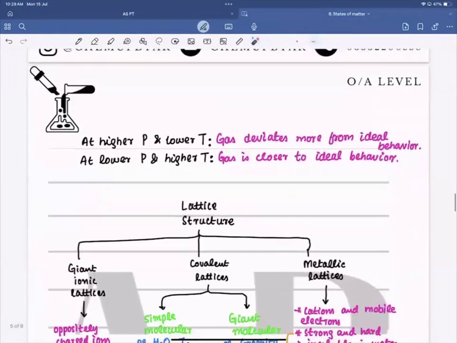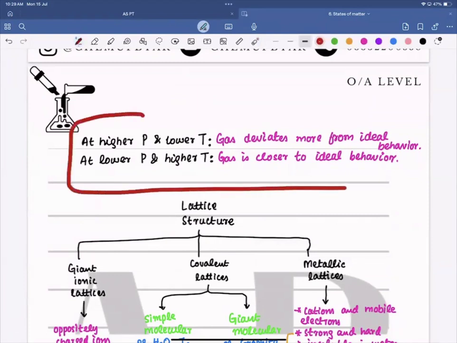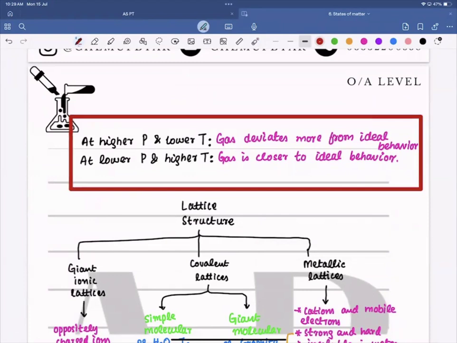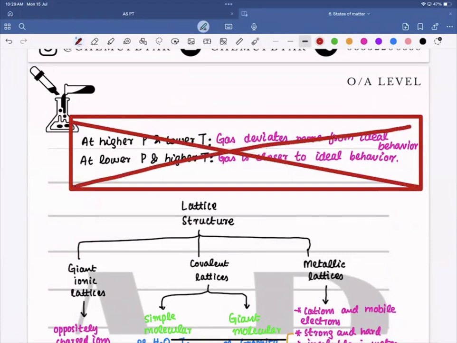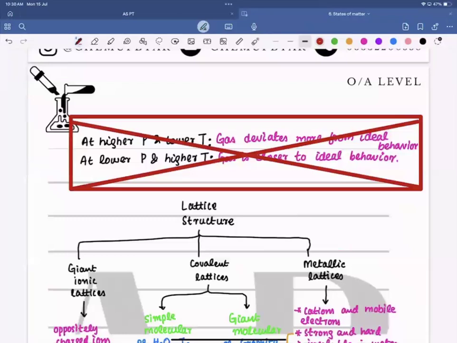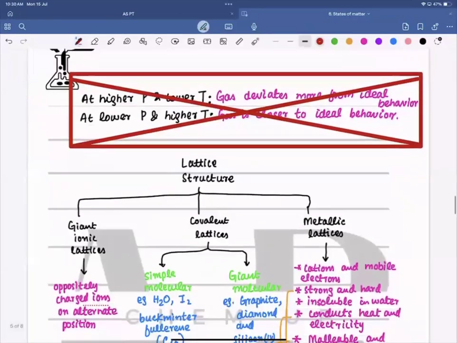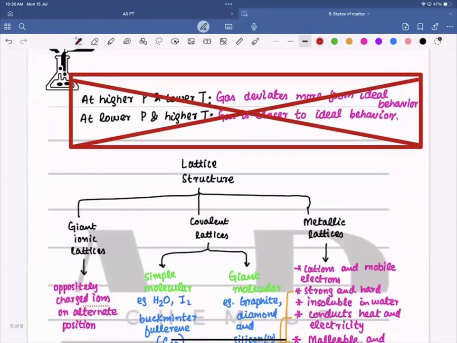Now, these points are also not needed now, because these are not part of the syllabus. Now we have the next thing, the lattice structure.